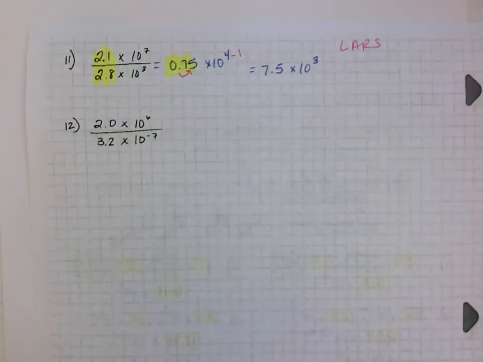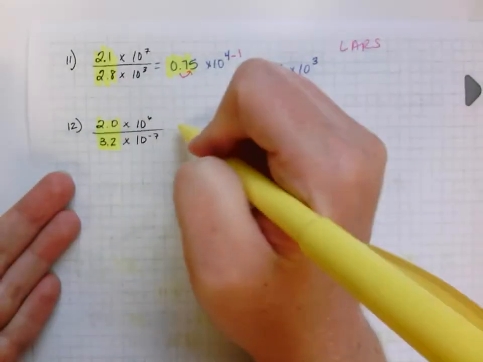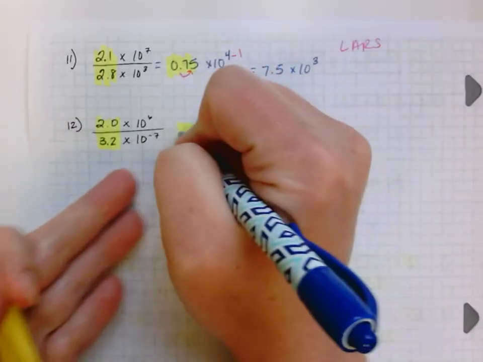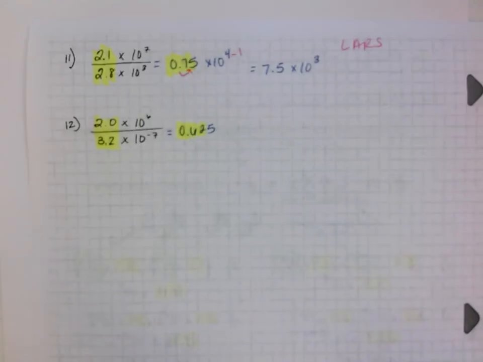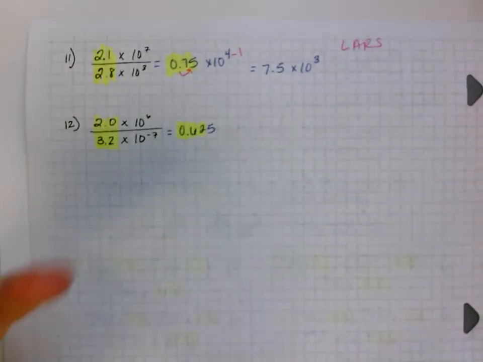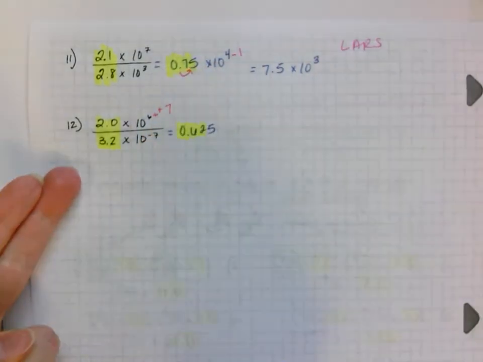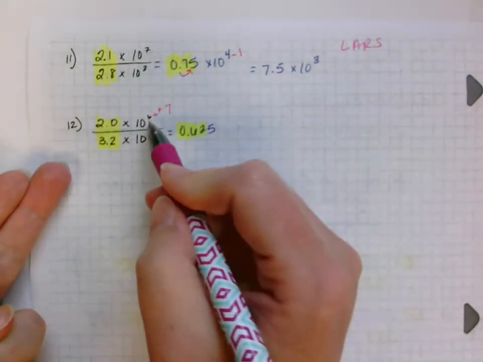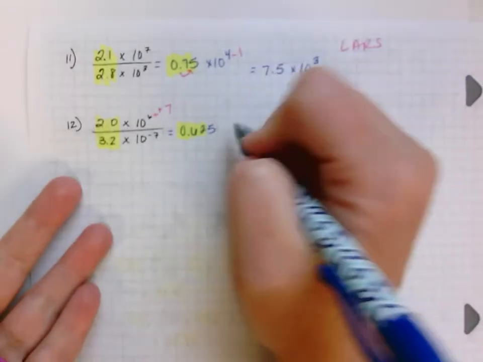And then lastly, in number 12, we're going to look at our front numbers first. So we'll do 20 divided by 3.2, which will give me 0.625. And then when we look at our powers, I have a 6, and then I'm going to need to subtract negative 7. So that's a bam bam, or a double negative. So actually it's 6 plus 7. So I get times 10 to the 13th.